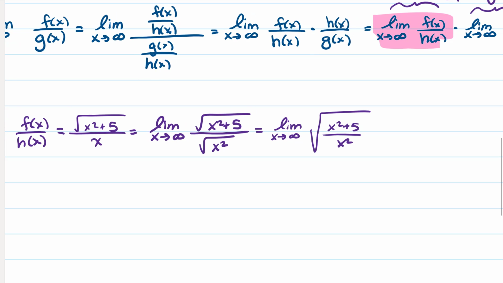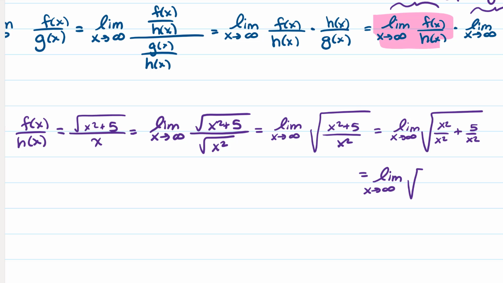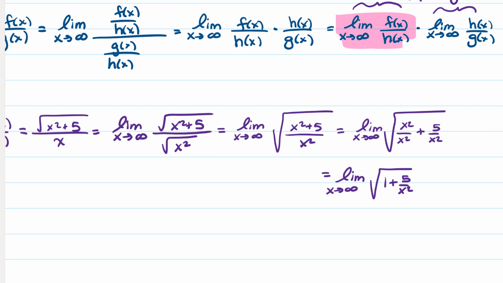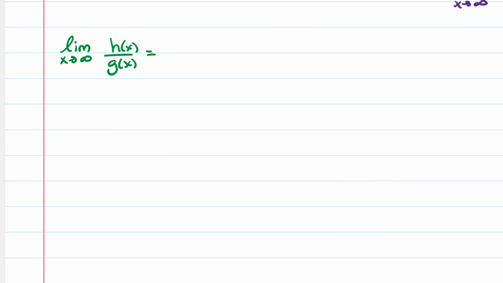And then from there, I can get this as the limit as x approaches infinity of the square root of x squared divided by x squared plus 5 over x squared. So this becomes the limit as x approaches infinity of the square root of 1 plus 5 over x squared. You plug in infinity, and the 5 over x squared goes to 0. So then I'm left with the limit as x goes to infinity of the square root of 1, which is 1.